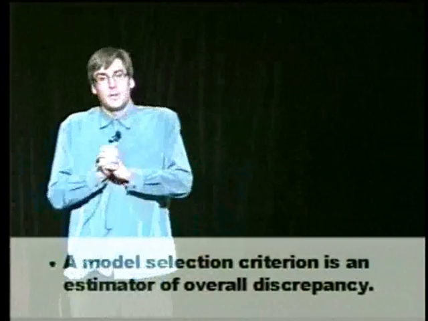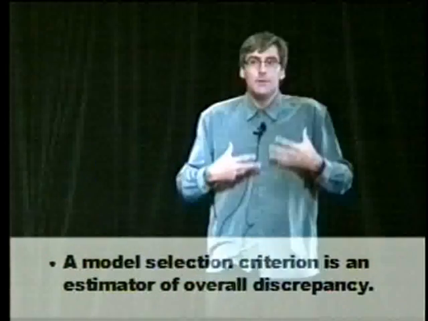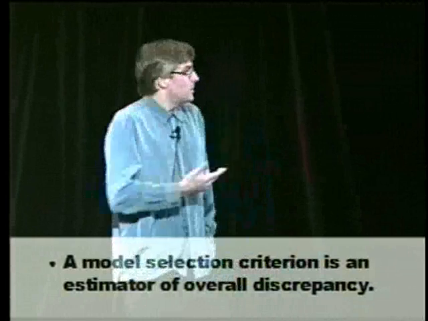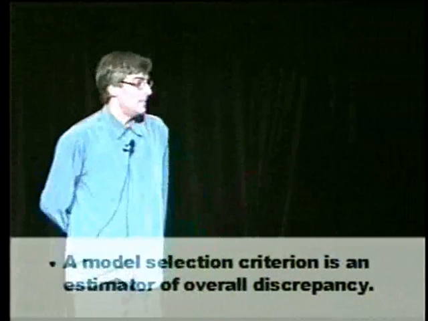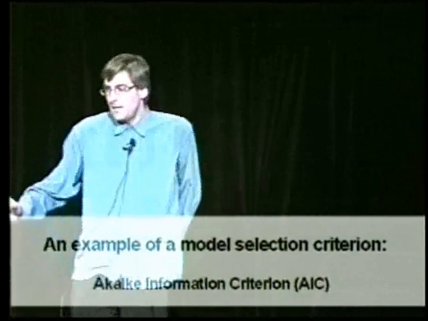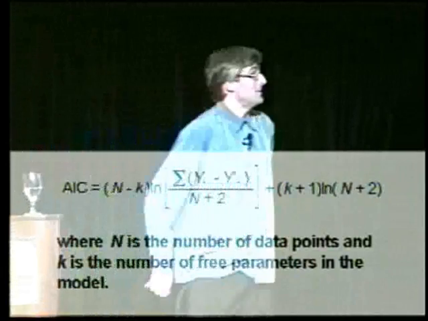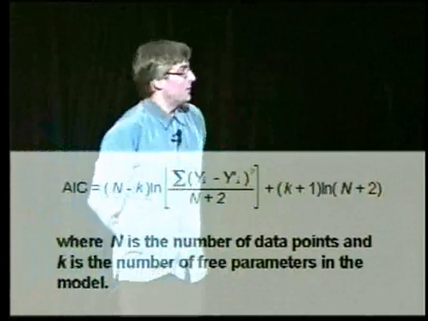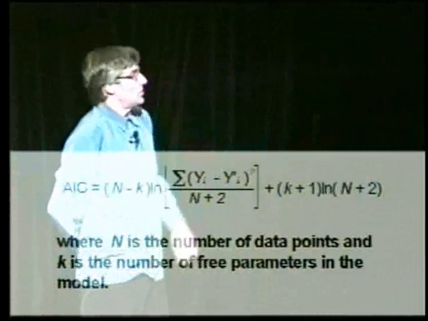Now, there are numbers that you can compute which are statistics that allow you to estimate the overall discrepancy. And these numbers are called model selection criteria. Probably the best known example is the Akaike information criterion, or AIC. Now, I have to apologize for showing this equation. I wanted to have this be an equation-free tutorial, but don't worry about it. The structure of it is fairly simple.